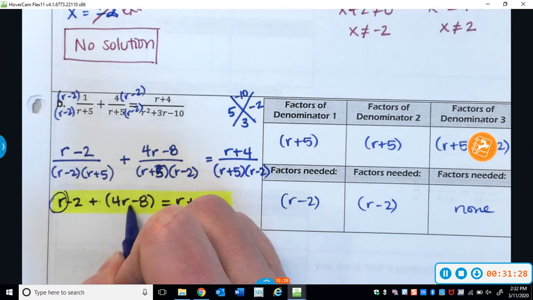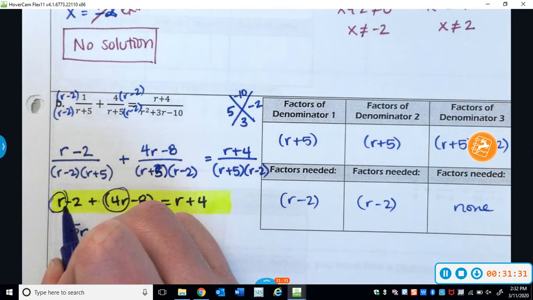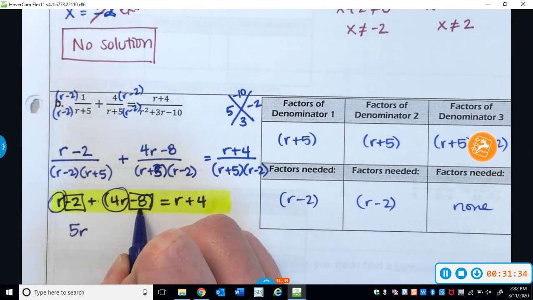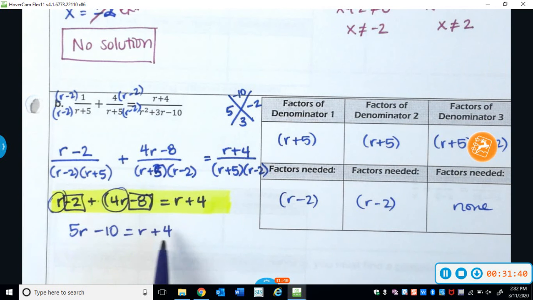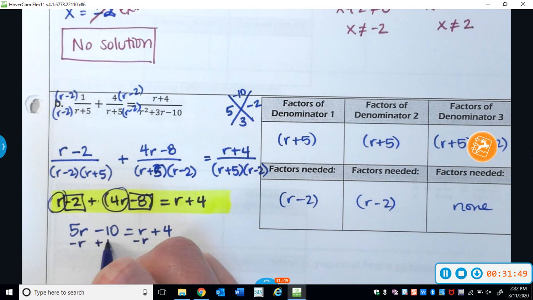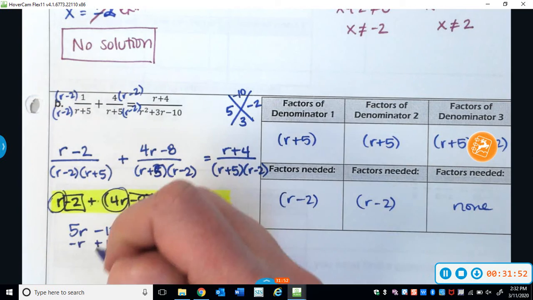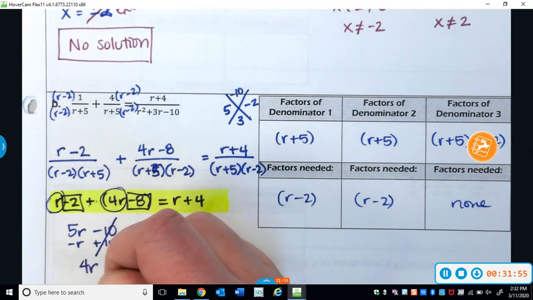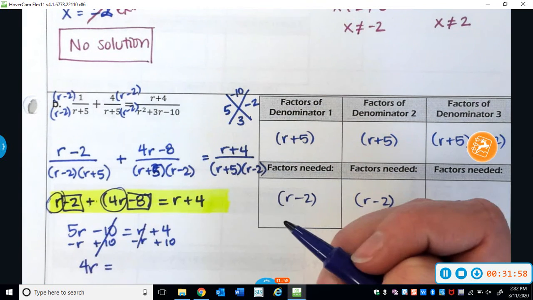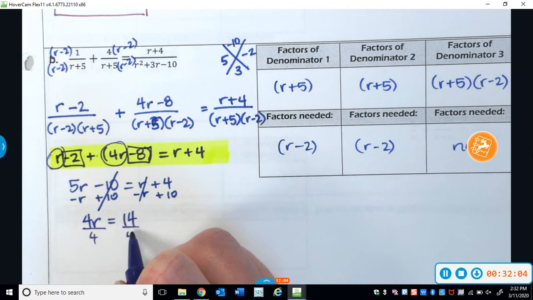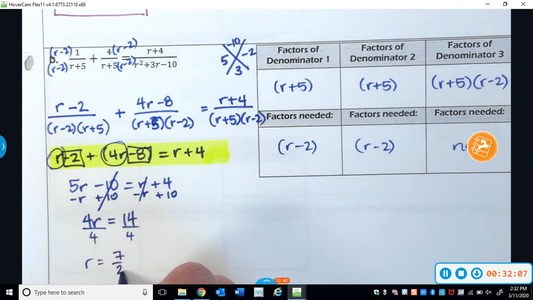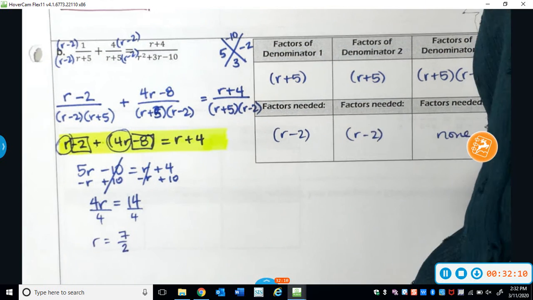So if I combine like terms now, I'll have 5 r's altogether on this side, and negative 2 plus negative 8 gives me negative 10. Notice this is not a quadratic. It doesn't have an r squared, so I don't have to worry about factoring or the quadratic formula. I'm just going to solve it by getting all the r's on one side and all of the constants on the other. So 5r, when I take away an r, will give me 4 r's left over. R minus r cancels out, and 4 plus 10 is 14. So I'm going to divide by 4, and notice that I reduced that down to get 7 over 2.